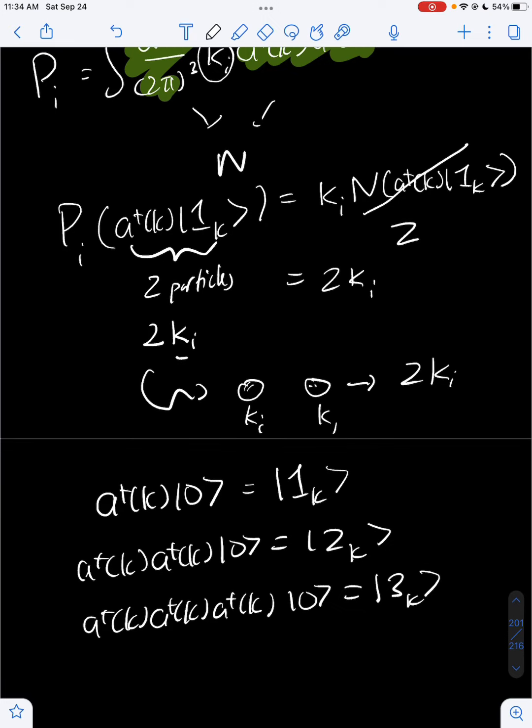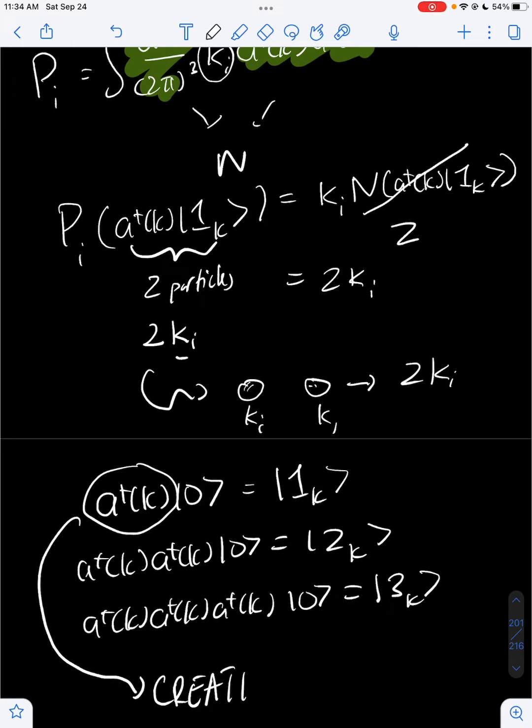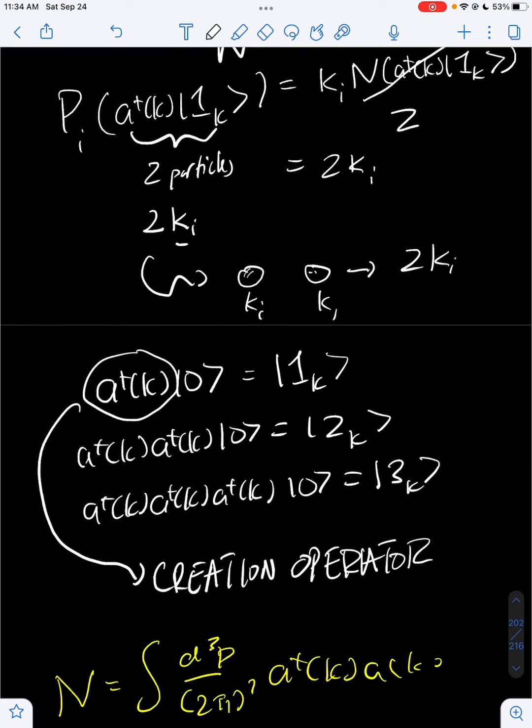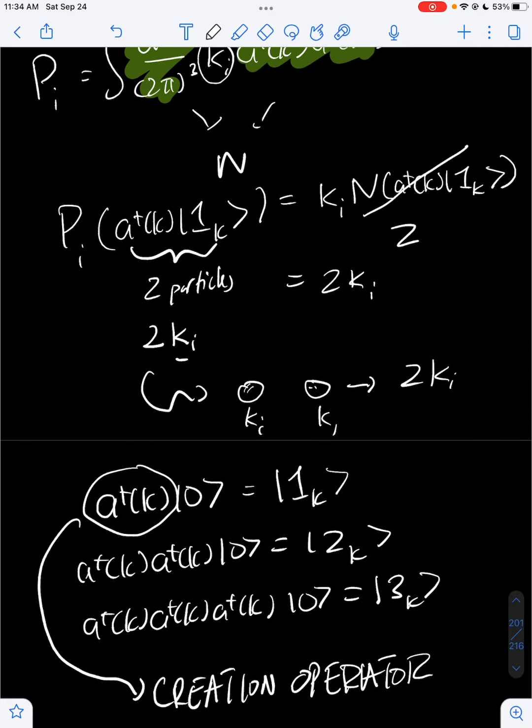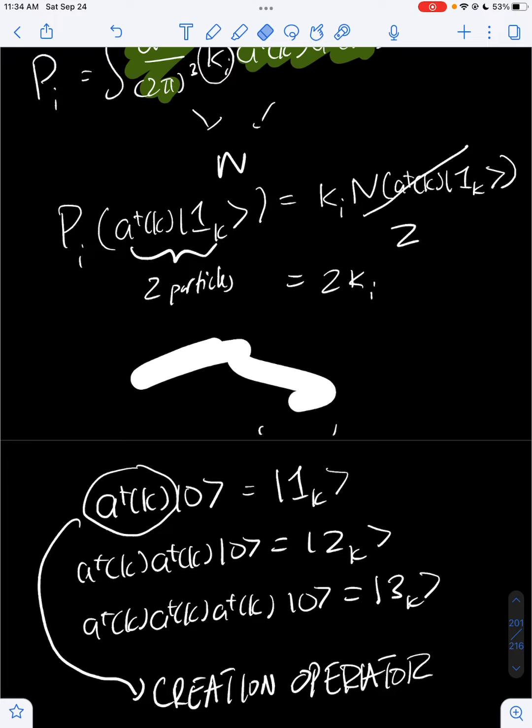So A conjugate K just creates another particle. It just adds another particle in our system. And because of this, physicists like to be a bit dramatic, and they call A conjugate K the creation operator, since it creates more particles in our system. So yeah, that's a really cool property of A conjugate K.